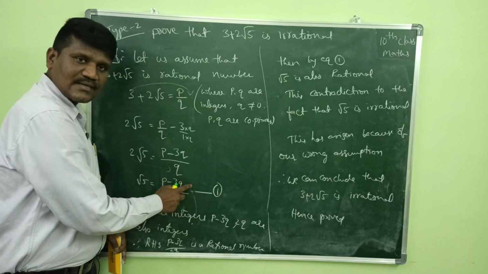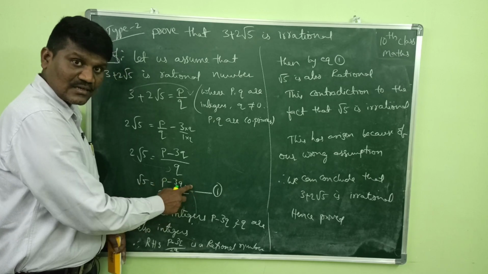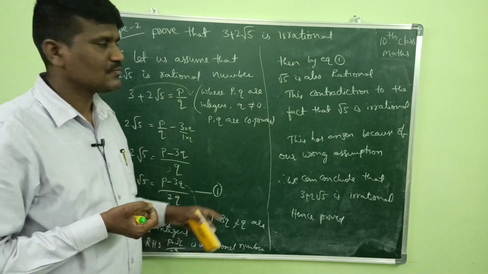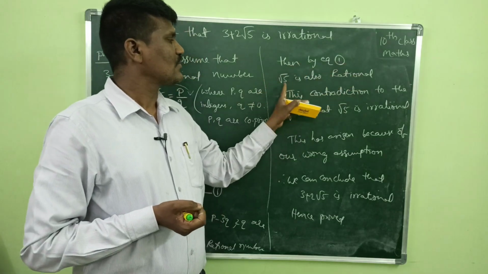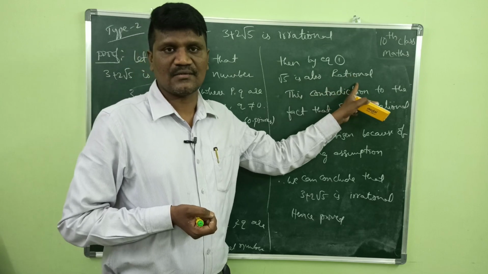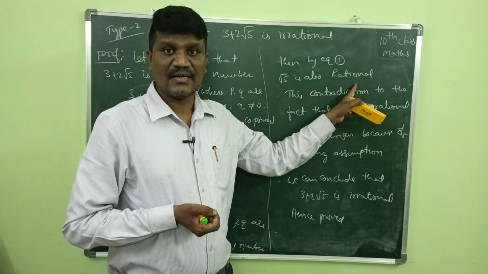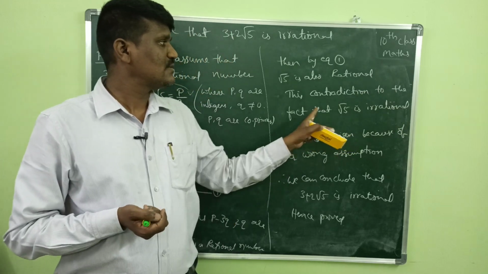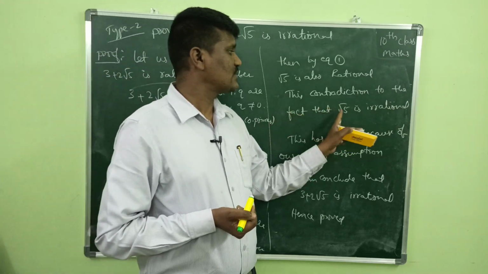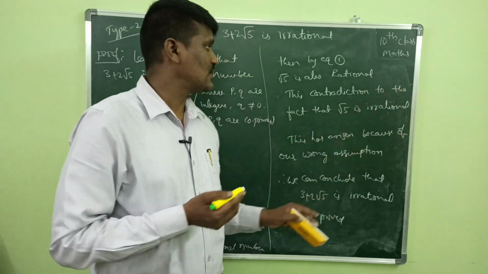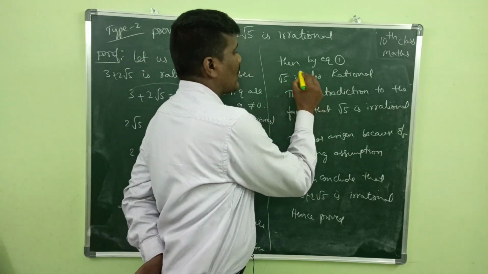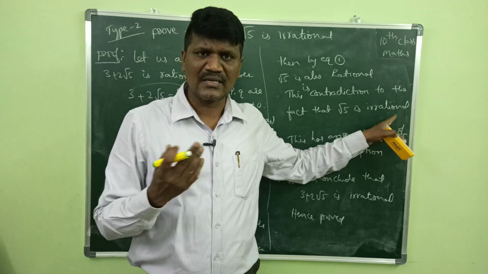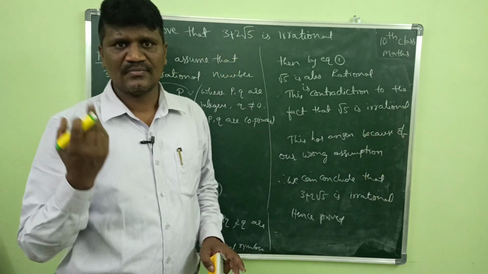If the right hand side is rational, obviously the left hand side is also rational. So then by equation 1, root 5 is also rational, right? This is a contradiction to the fact that root 5 is irrational, because we know that root 5 is irrational.